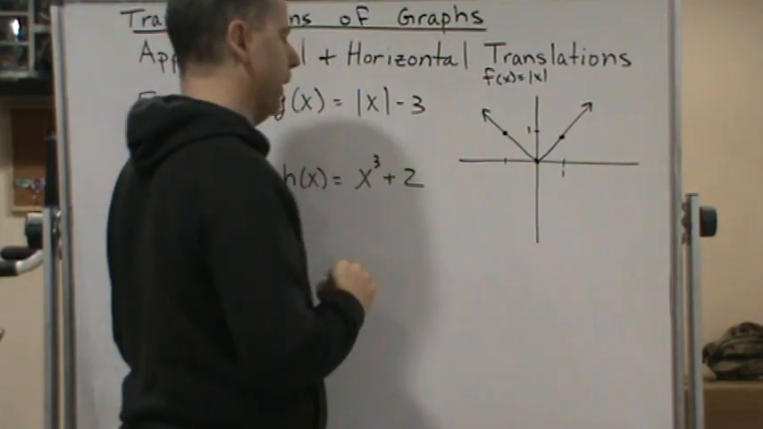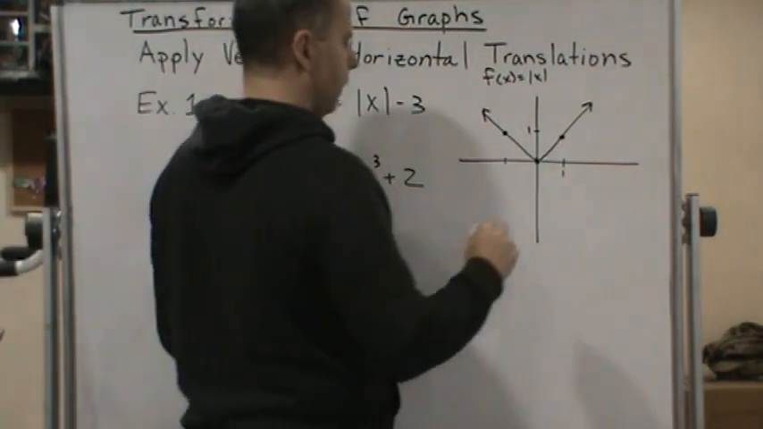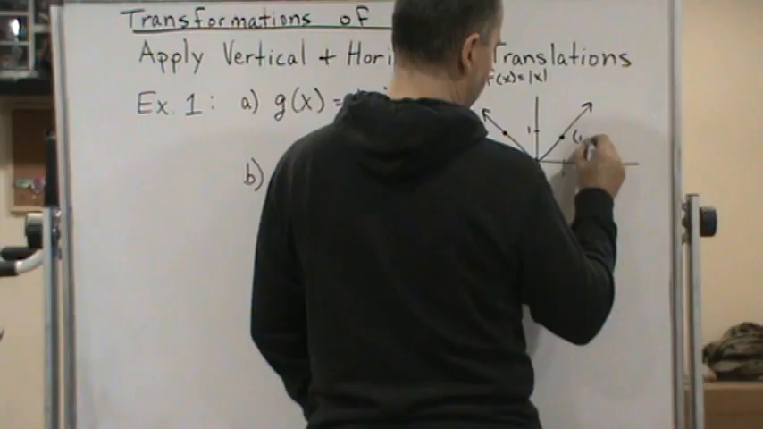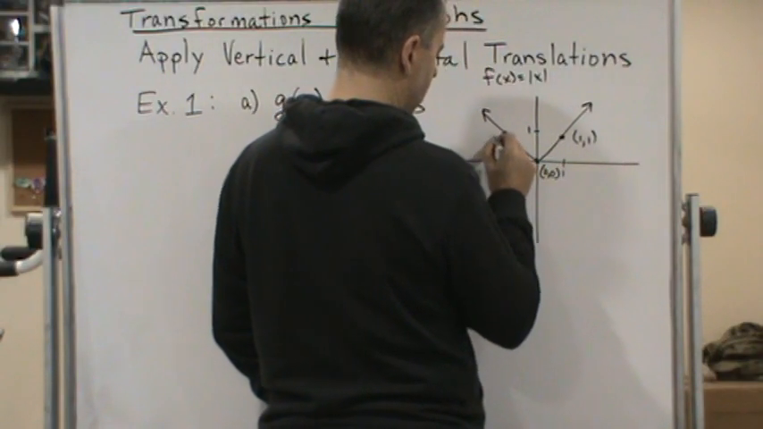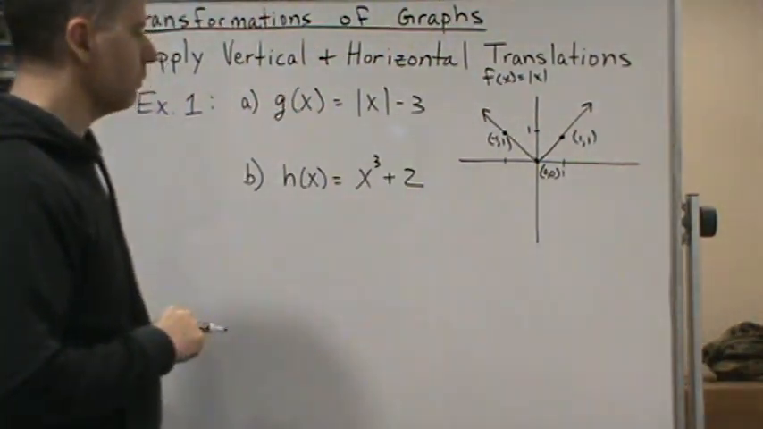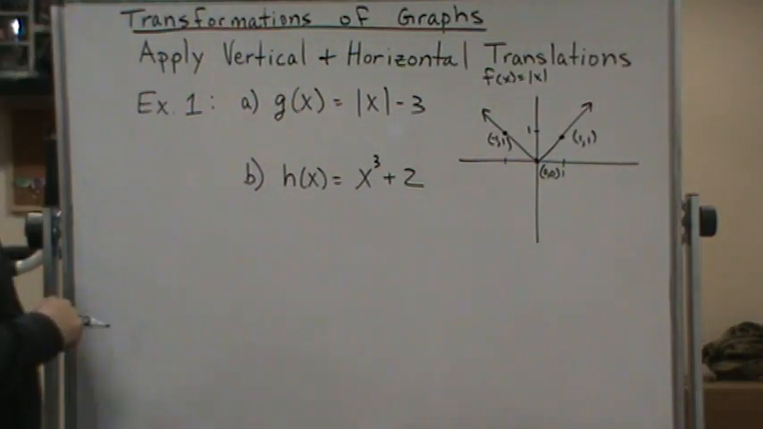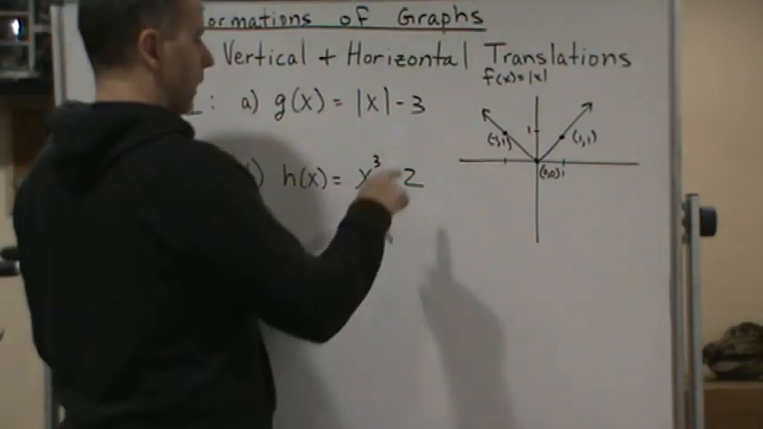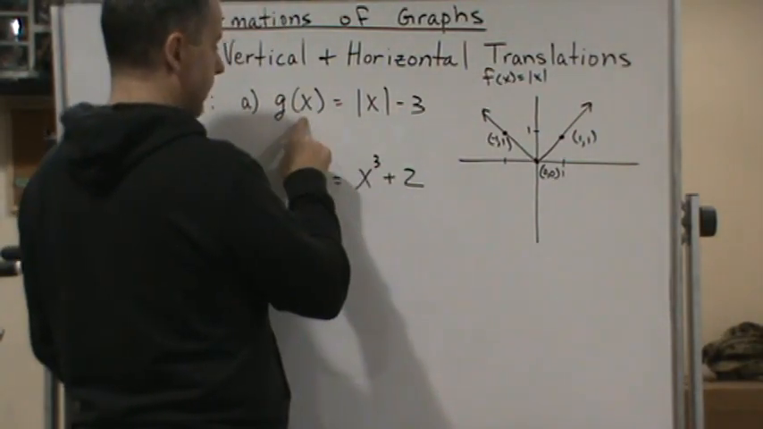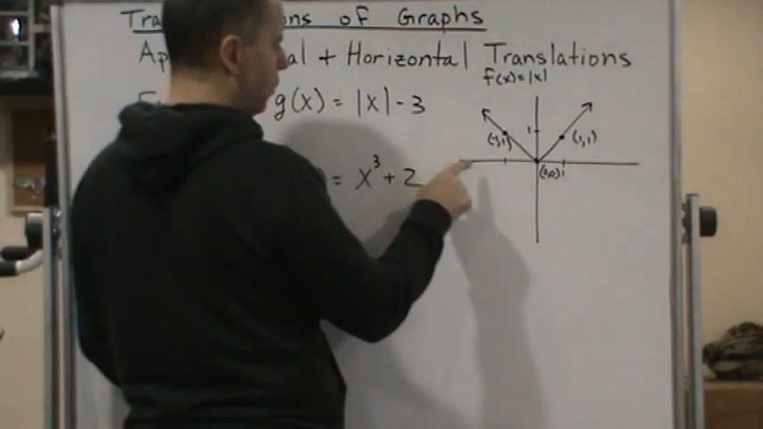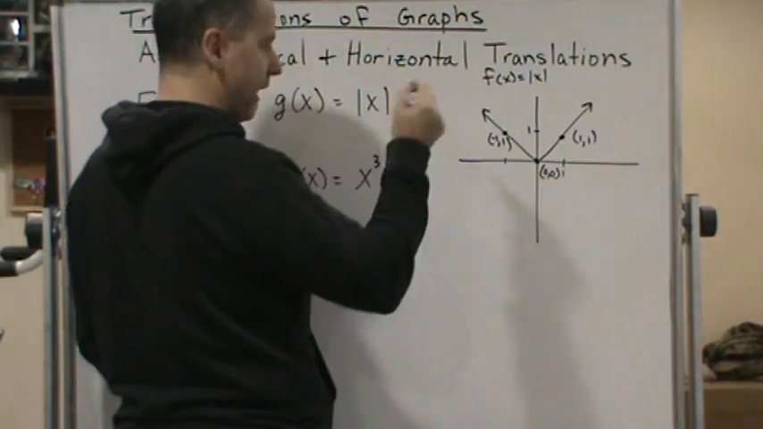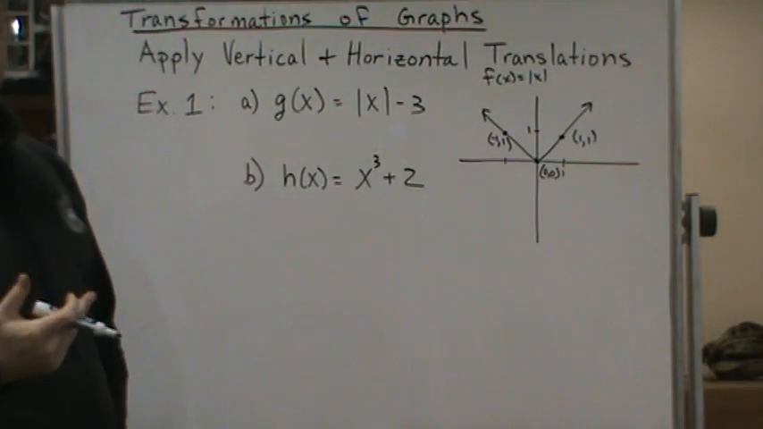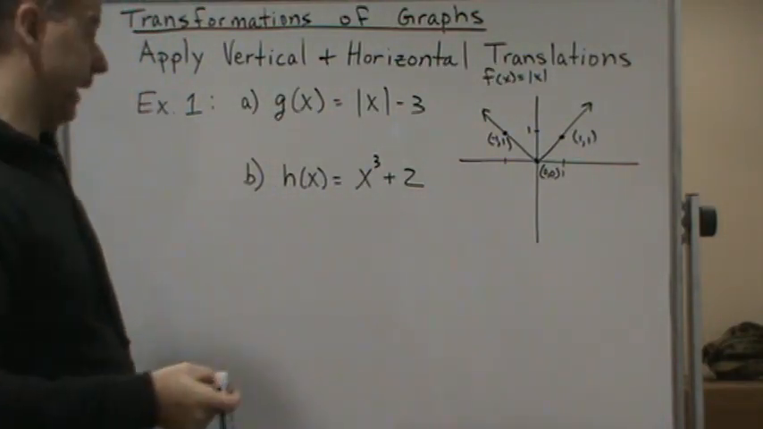Okay, so we got 3 points, right? So we've got 1, 1, 0, 0, and negative 1, 1. Now, I want to graph g of x. All I have to do is see what happens to these 3 points, and then I can trace or sketch the graph of g of x.